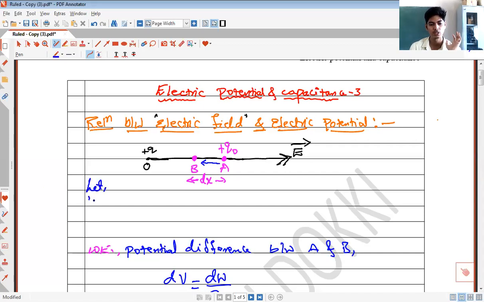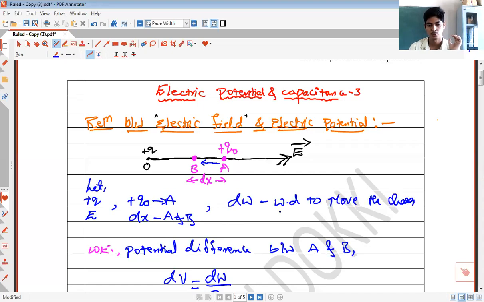Let plus Q be the source charge placed at point O. E is the electric field. Q naught is the test charge placed at point A. dx is the distance between A and B. Let us suppose, in order to move the test charge from A to B, we have done dW amount of work. dW is the amount of work done to move the charge from A to B.